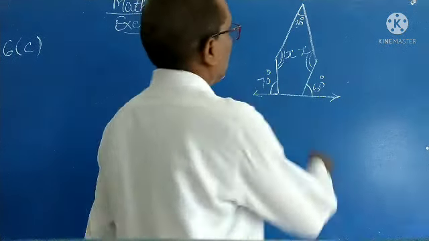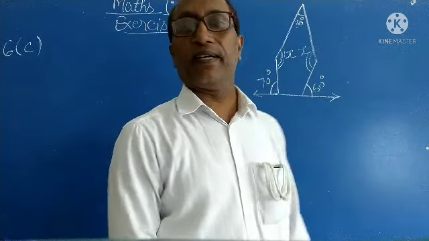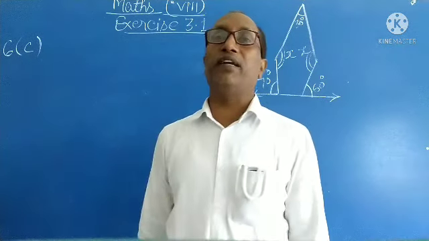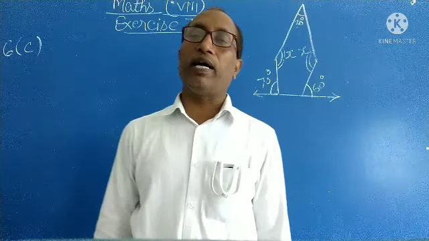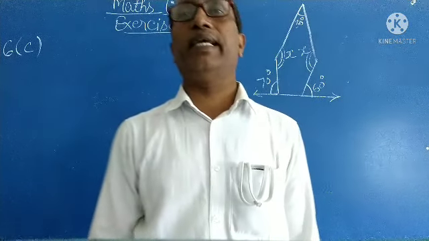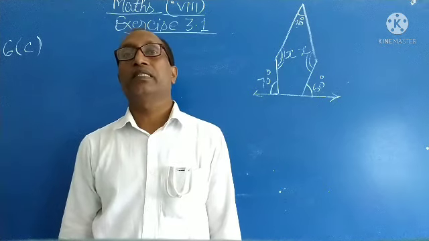This is also 1, 2, 3, 4, 5, a 5-sided figure. This means the sum of interior angles of a pentagon is equal to (5 minus 2) into 180, means 3 into 180, 540 degree. Clear?